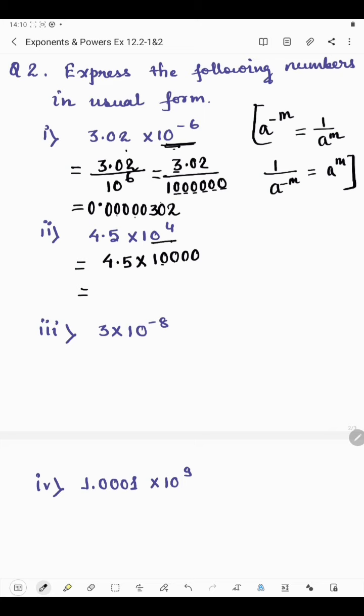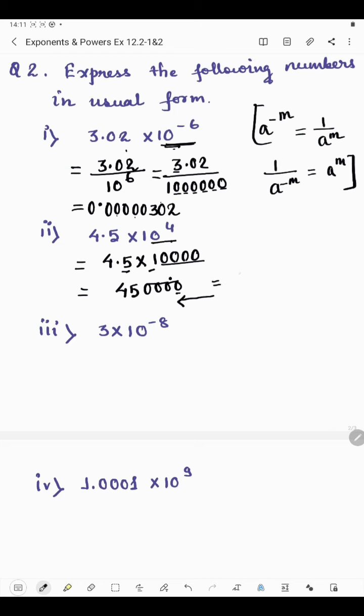Now we have 4 zeros, so we'll put 4 zeros. Now we will ignore the decimal, so it will become 45. 45 multiplied by 1 is 45. Okay, now we will put the decimal. Now where to put the decimal? See, decimal is after one place, so we always count from the right. Okay, so here we will leave one digit and then we will put the decimal.